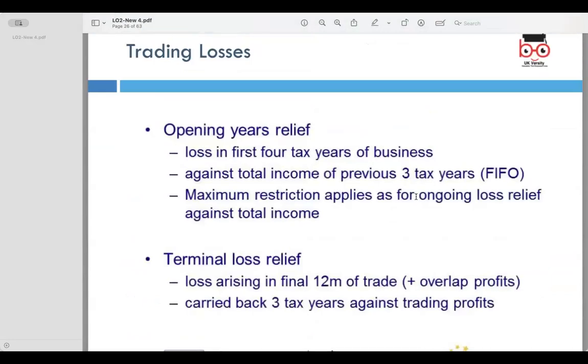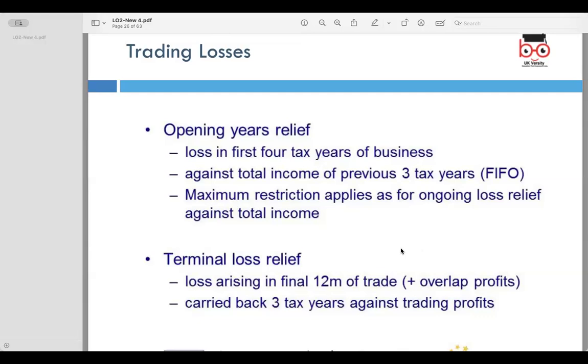Opening years relief, trading losses, and terminal loss relief. Opening year relief comes into play when a business incurs losses during its first 4 years of operations. These initial losses can be offset against the total income of the previous 3 years following the first in, first out principle. Essentially, this means that losses from the earliest tax years are set off first against income from the previous 3 years. However, there is a maximum restriction applied, just like ongoing loss relief.